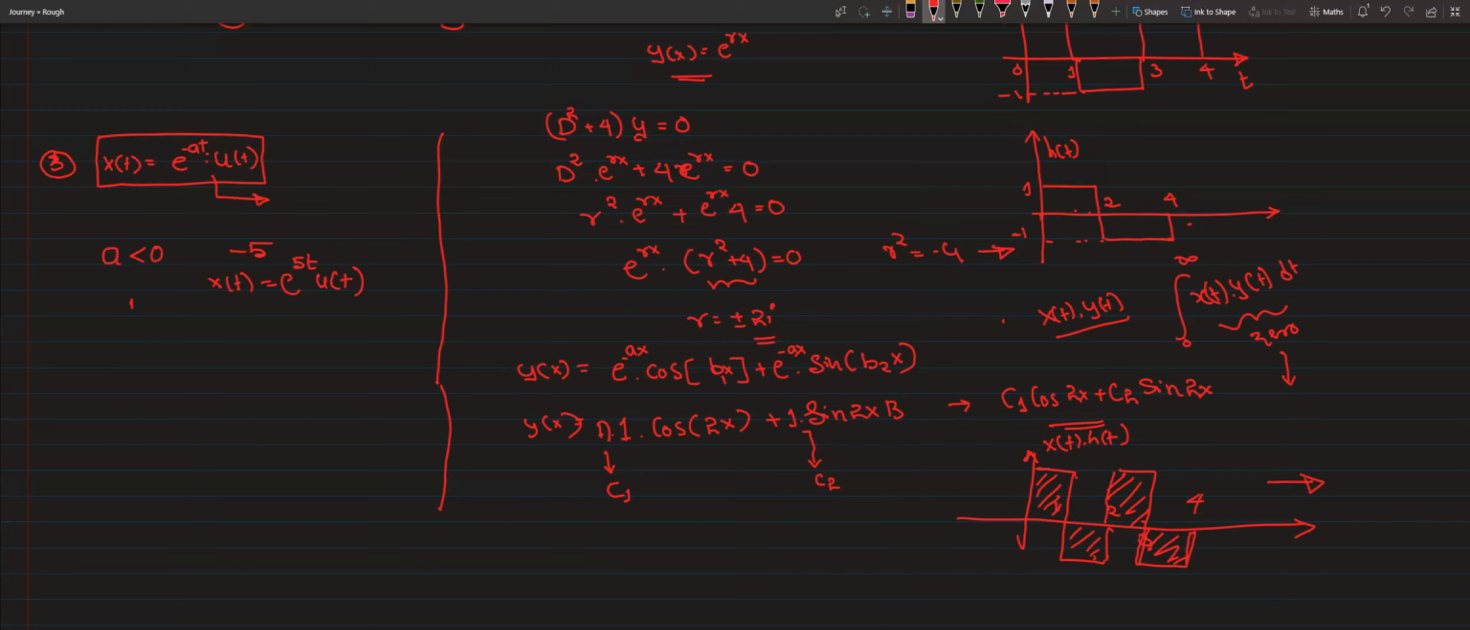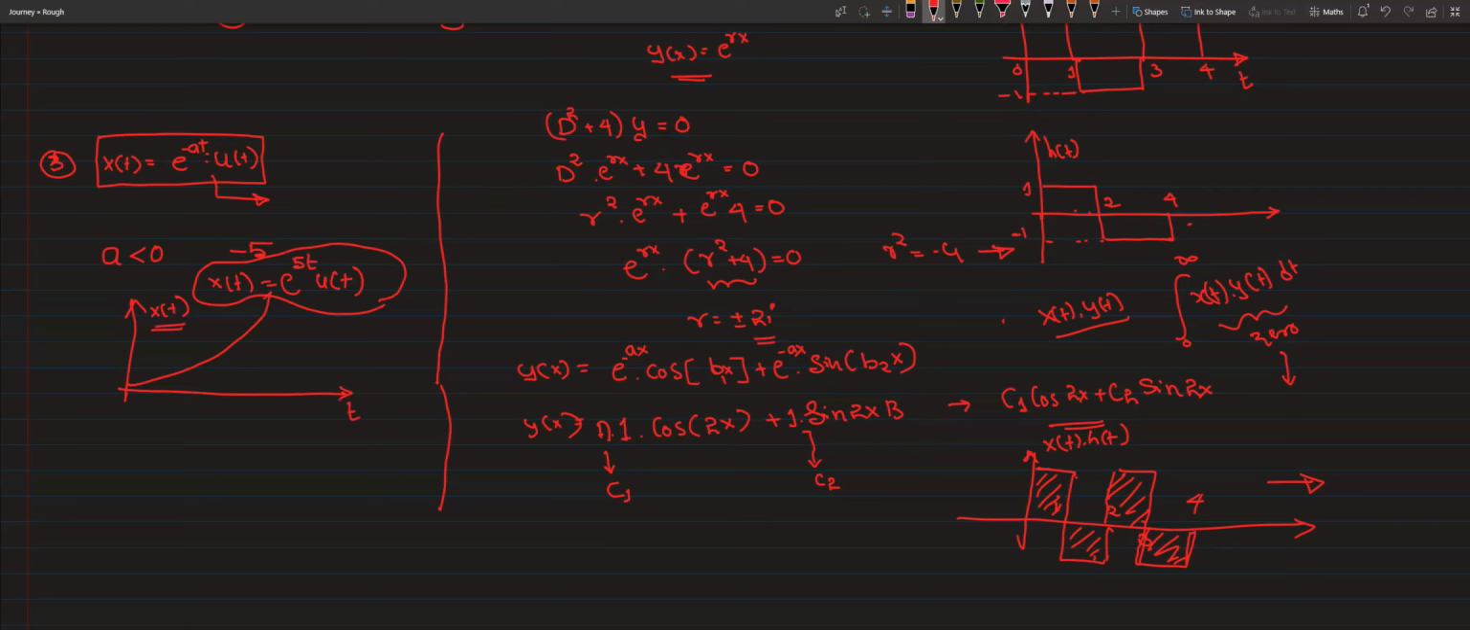If I plot this, it starts from 0 and then it keeps increasing, right? This is the curve x of t. As per the Dirichlet condition, in order for the Fourier transform to exist, what is the first condition? The x of t should be absolutely integrable, that is stable.